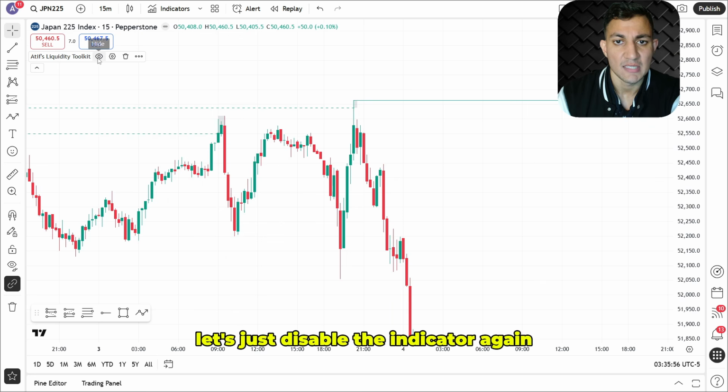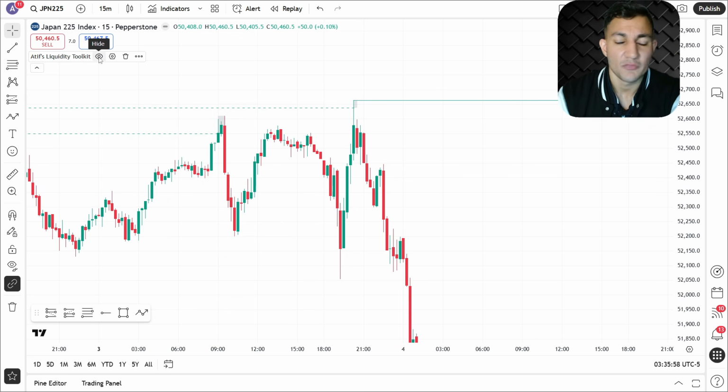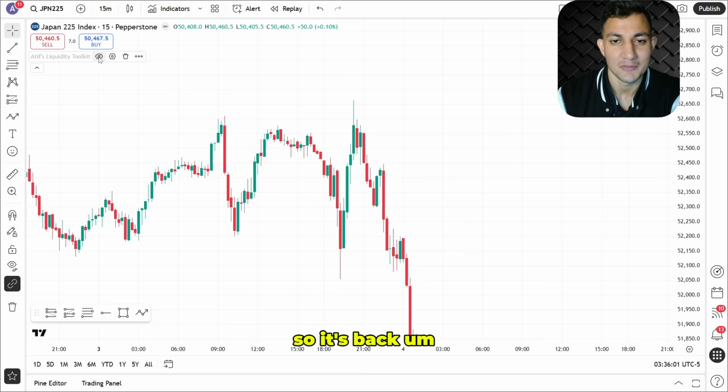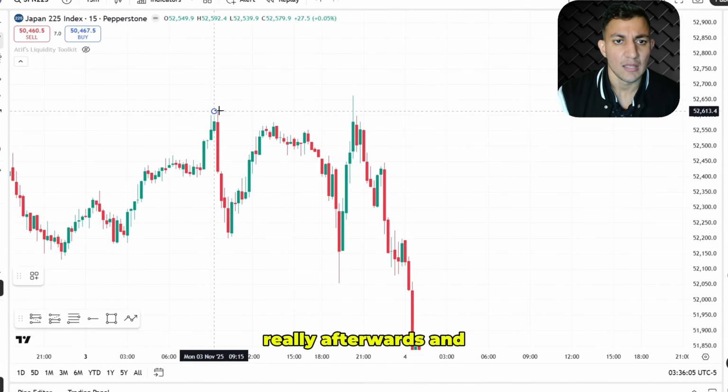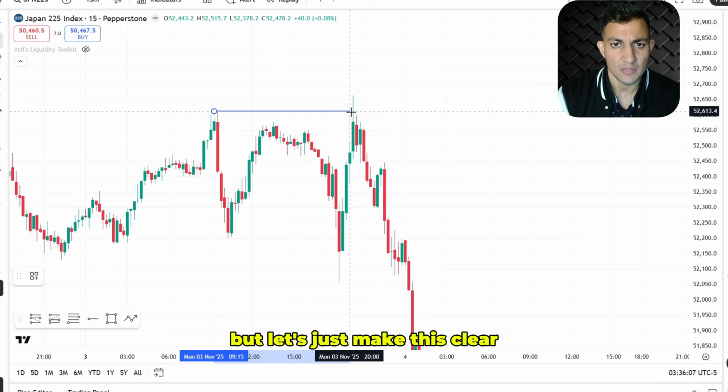Let's just disable the indicator. Again, you get the indicator down below. It's fine. They finally fixed it on TradingView, so it's back. So let's just disable this. So this is really the liquidity sweep that we're after. There's two liquidity sweeps, but let's just make this clear. So this is the sweep.